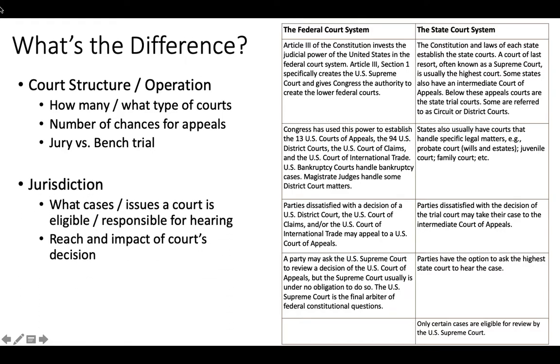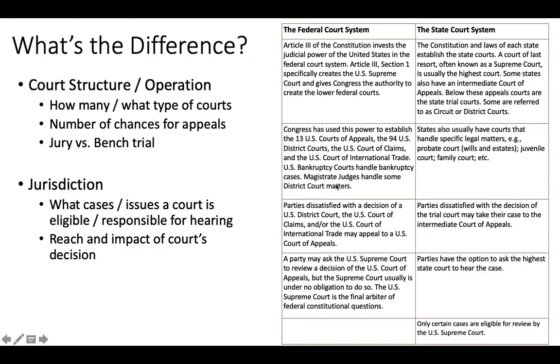The second major factor where we see a difference between the federal court system and the state court system involves the concept of jurisdiction, which we will be looking at in more detail later on this week. Jurisdiction is crucial in determining what cases or issues a court is eligible or responsible for hearing, and it also has an impact on how significant the court's decision is. If a court is an appeals court or a Supreme Court, it has a much more significant level of reach and impact in its decisions than a lower level court, such as a district court or state magistrate.